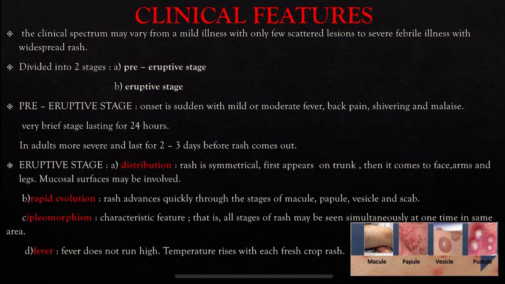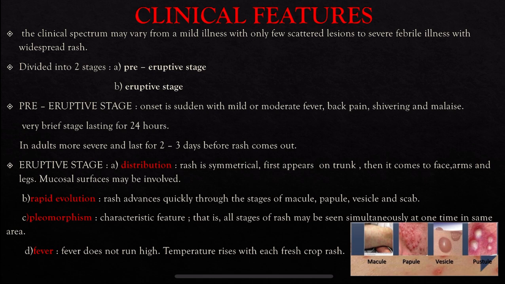In the pre-eruptive stage, the eruptions have not yet come. He's only going to come up with fever, back pain, malaise, shivering, and it will last for 24 hours. In adults, 2 to 3 days. Now let us move further to the eruptive stage.